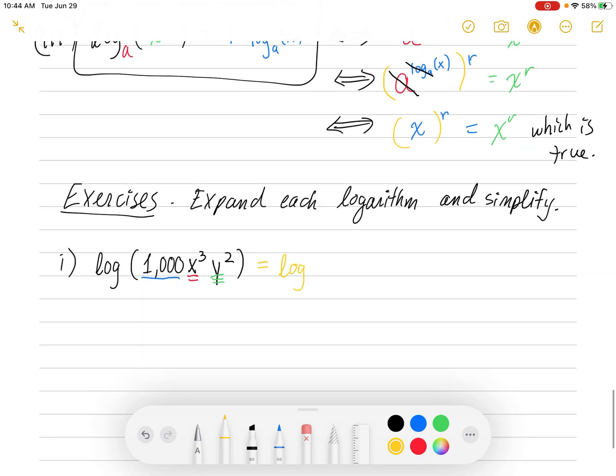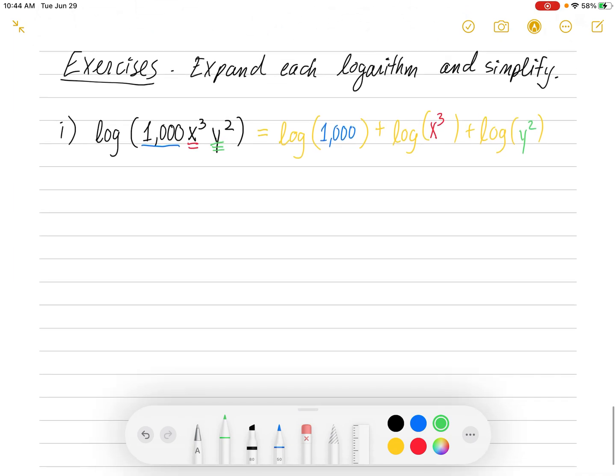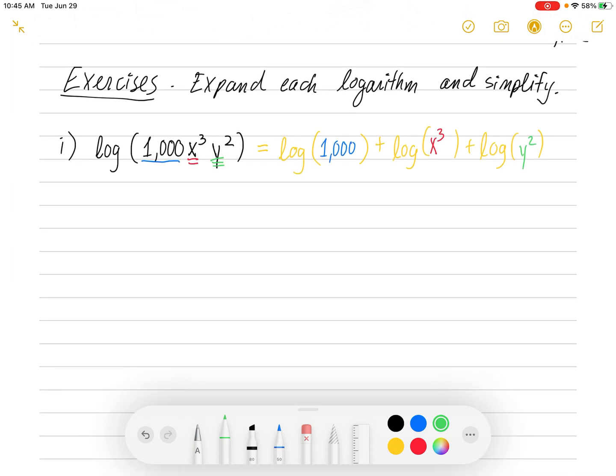So what we can do, we can use our very first property back here, which says you can split up things multiplied together inside of an argument into multiple logs. So I'm going to write this as the log of 1,000 plus the log of x cubed plus the log of y squared. So that's using our first property.